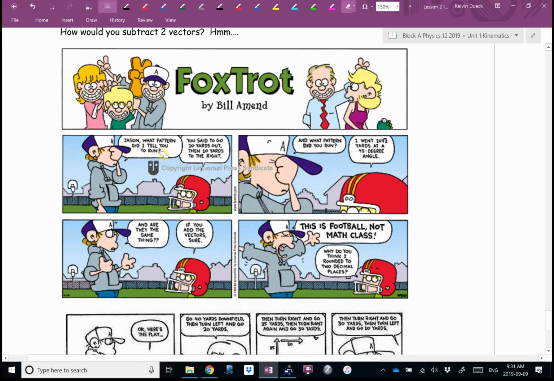Jason is playing football with his older brother, and it says this: Jason, what pattern did I tell you to run? You said go 10 yards out, then 10 yards to the right. And what pattern did you run? Well, I went 10 root 2 yards at a 45-degree angle. Rather the same thing? Well, if you add the vectors, sure. This is football, not math class. Why do you think I rounded to 2 decimal places?